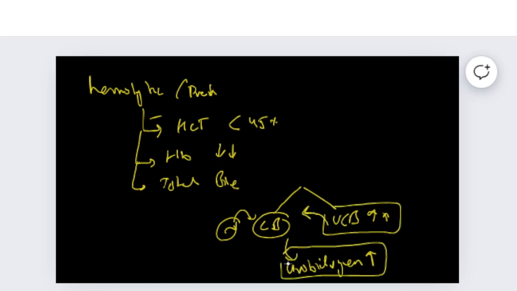Urobilinogen also increases, because when the unconjugated bilirubin increases, it will move to the kidney and more urobilinogen will be formed. So this is hemolytic anemia, and the cause is mismatched blood, hemolysis, or a membrane defect in the RBC. Now we will see hepatic.